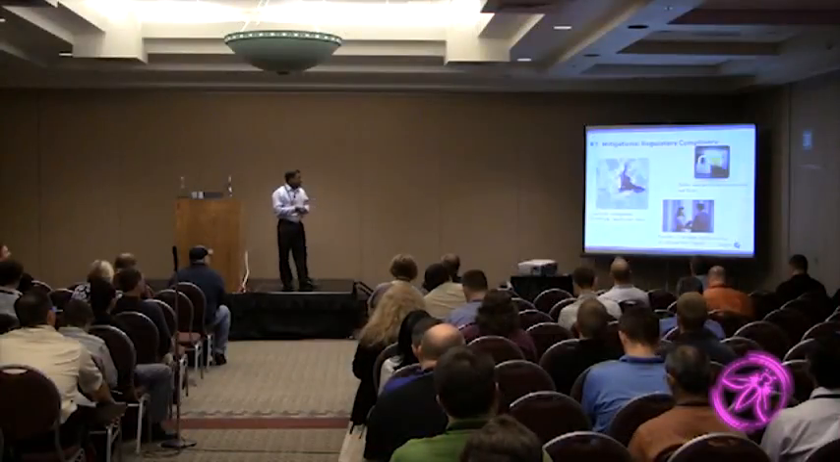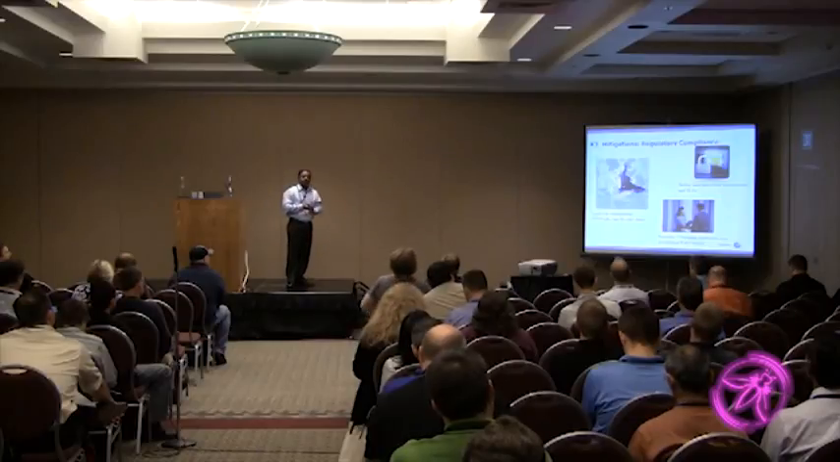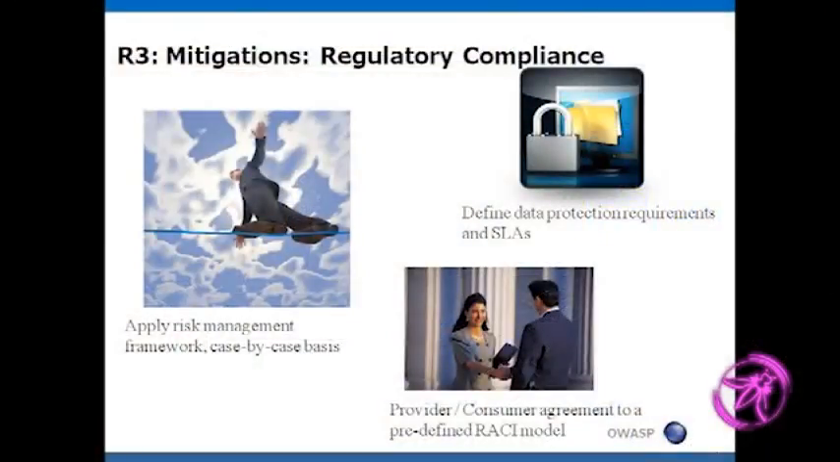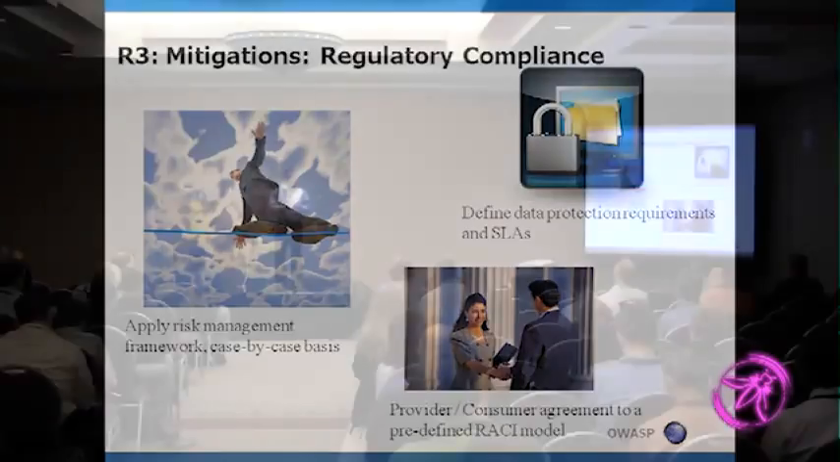So the mitigation, again, is to apply a risk management framework on a case by case basis. It may or may not make sense to move a SOX or a HIPAA application into the public cloud. Come up with a predefined RACI model. Again, some of these mitigations may fix multiple risks or at least manage multiple risks. Define any data protection requirements and SLAs. Let's say if there is SOX, then you need to implement separation of duties and so on and so forth.